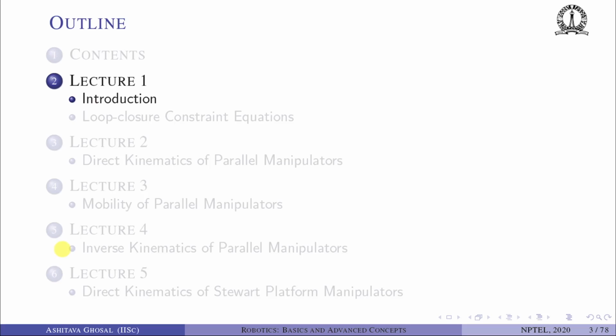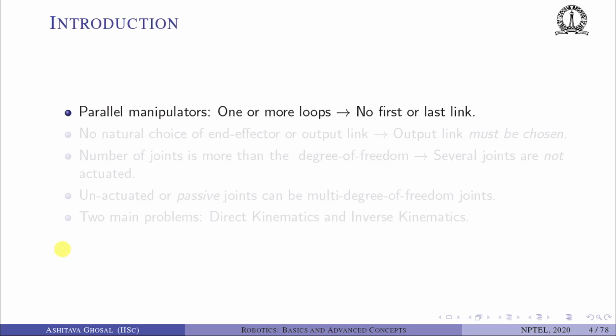So let's start. Introduction. So what is a parallel robot? What is the main difference between parallel and serial robots, which we looked at last week? In a parallel robot or a parallel manipulator, there are one or more loops. Okay, so there is no real first or last link. In the serial robot, remember, we had a fixed link and then a link and a joint and a link and a joint all the way to a free end, which was the end effector. In a parallel manipulator, such an arrangement is not there. So as a result, there is no natural choice of end effector or output link. Okay, so we need to choose or say this is my output link.